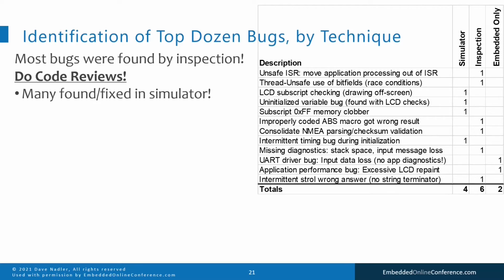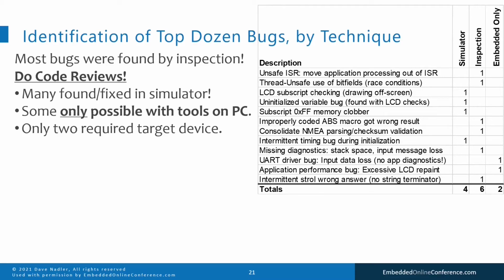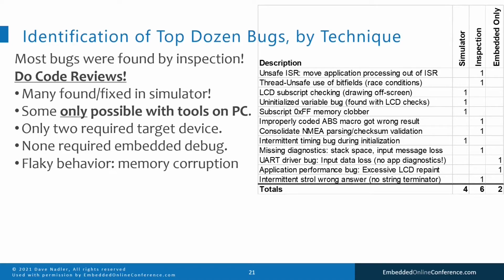Again, many of these were found and fixed in the simulator, and some were only possible with the tools on the PC. You can't do some of the things like the array checking that were performed in the simulator with the tools that are currently available on the embedded target. Only 2, again, required the embedded target. None required the embedded debug. I never did hook up the embedded debugger. There's no embedded debug for this project. Everything was done on the simulator. The flaky behavior, the memory corruption, which was found and fixed, would have been extremely difficult to find on the target and was quite easy to find on the simulator.